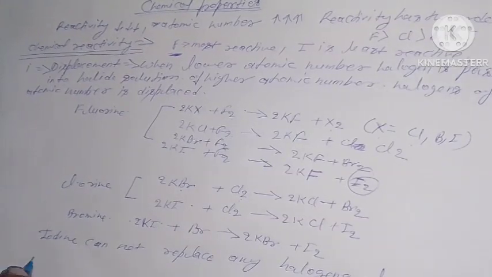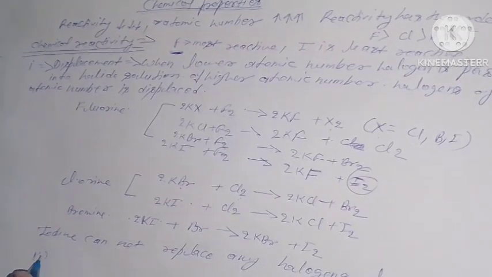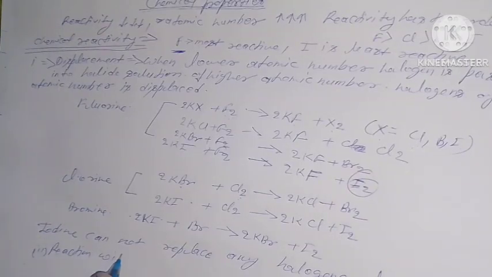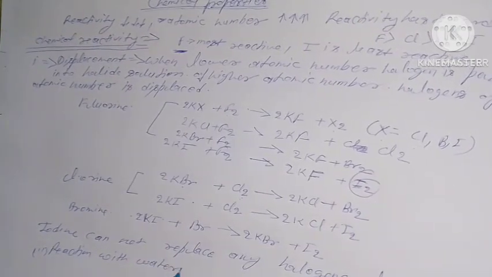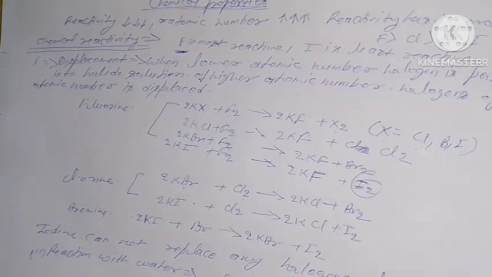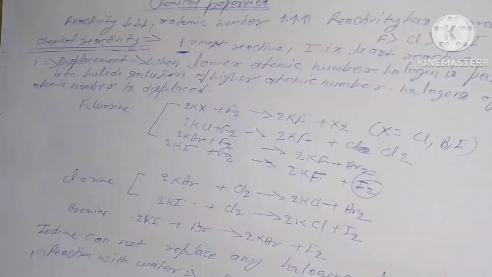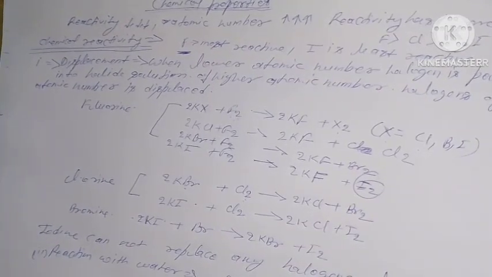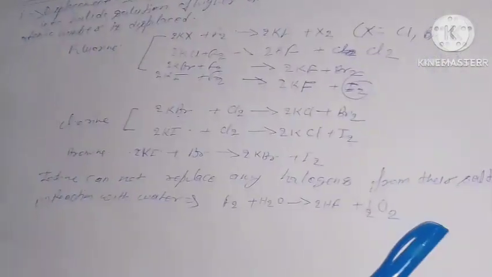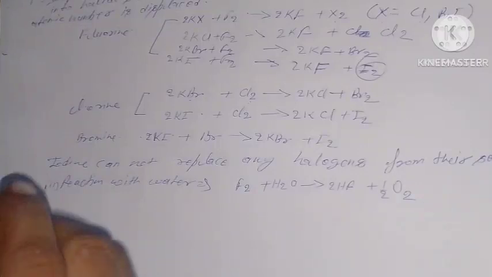Second point, reaction with water. Halogens decompose water, giving oxygen. Fluorine is a strong oxidizing agent, and it oxidizes H2O to O2. As an example, F2 plus H2O gives 2HF plus half O2.